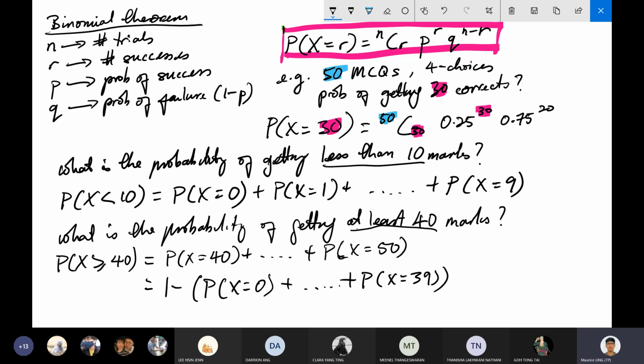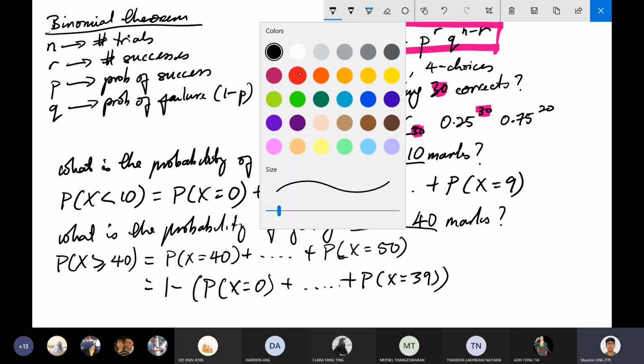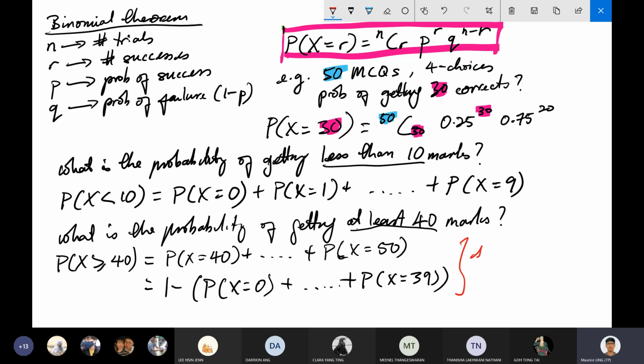Okay. So again, let me just write down these two. See which version is easier for you. When I say easier for you, it means fewer equations, less calculation.